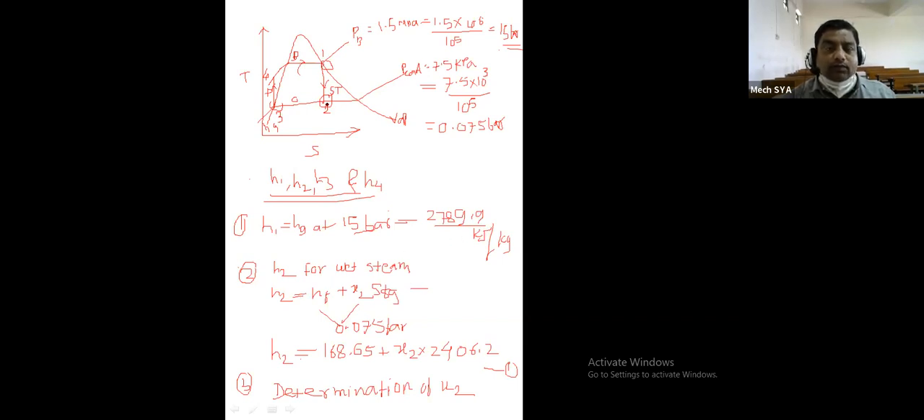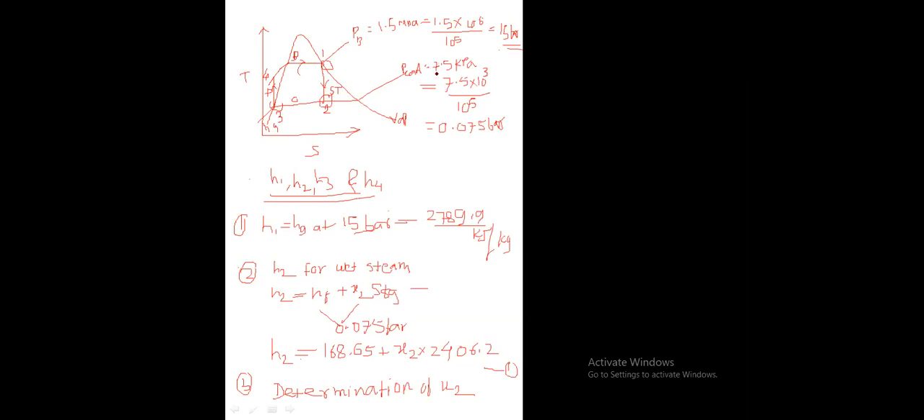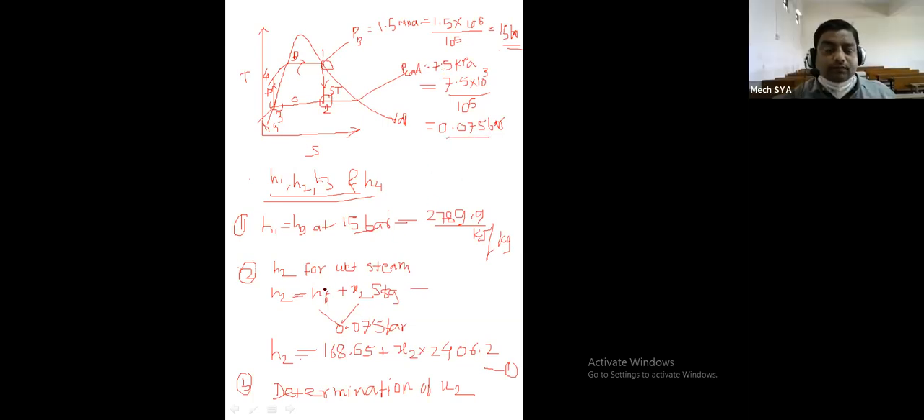Then point number 2 is lying in the wet region, and the corresponding pressure is 7.5 kilopascal, which means 0.075 bar. As this point is lying in the wet region, we know the equation for calculating the enthalpy of wet steam: H2 is equal to Hf plus x2 into Hfg. This Hf and Hfg we have to record at 0.075 bar, because the pressure corresponding to that point is 7.5 kilopascal or 0.075 bar.